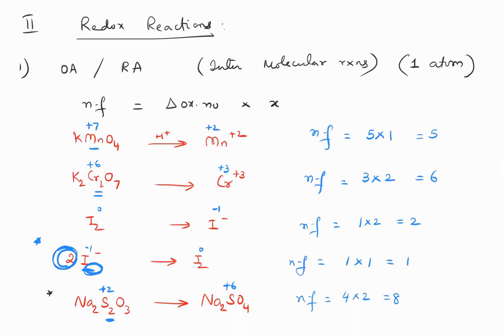This is all when only one of them is changing. When more than one is changing, so again, it is intermolecular itself. It is still intermolecular redox itself. But this time, more than one atom is changing.